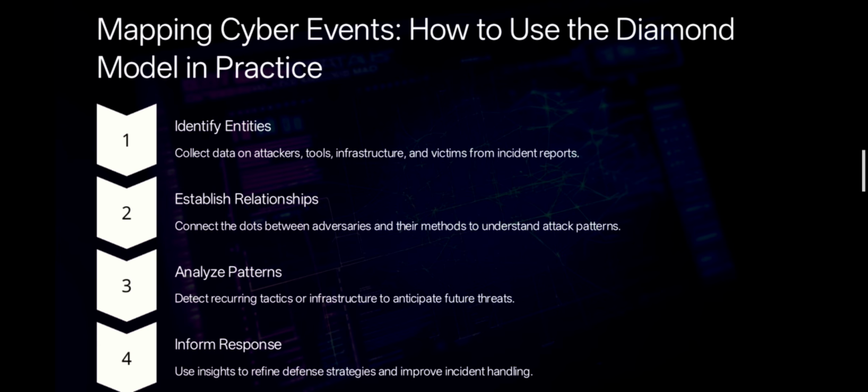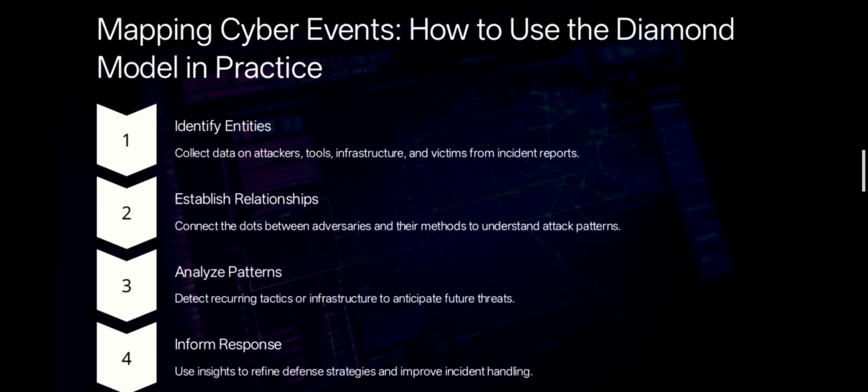Result, outcome of the intrusion, success, failure. Direction, flow of the attack, e.g., inbound, outbound. Methodology, type of attack, e.g., phishing, DDoS. Resources, assets required for the attack, e.g., stolen credentials. These meta-features aid in correlating events and understanding the broader implications of an intrusion.